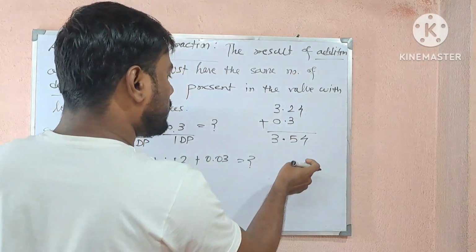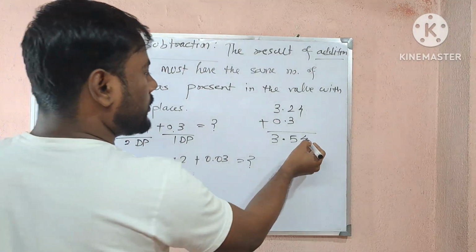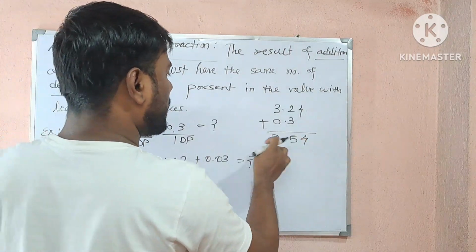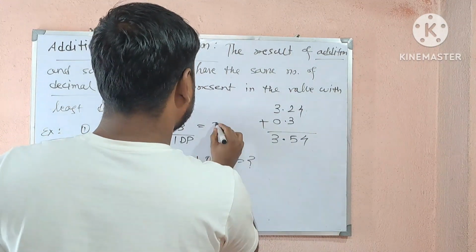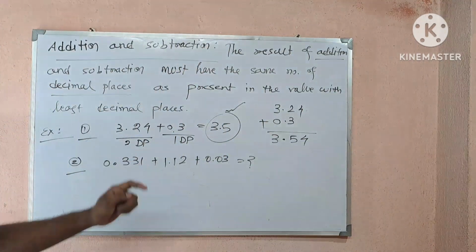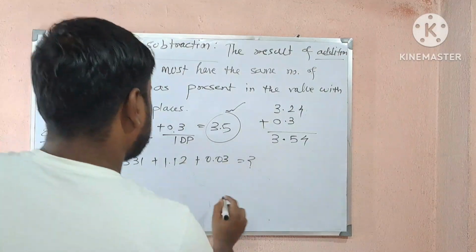We have to round off again. We have to apply the round off rule. So we look at this 4. This 4 is less than 5. So that is why the result will be 3.5 as it is. This is the result.